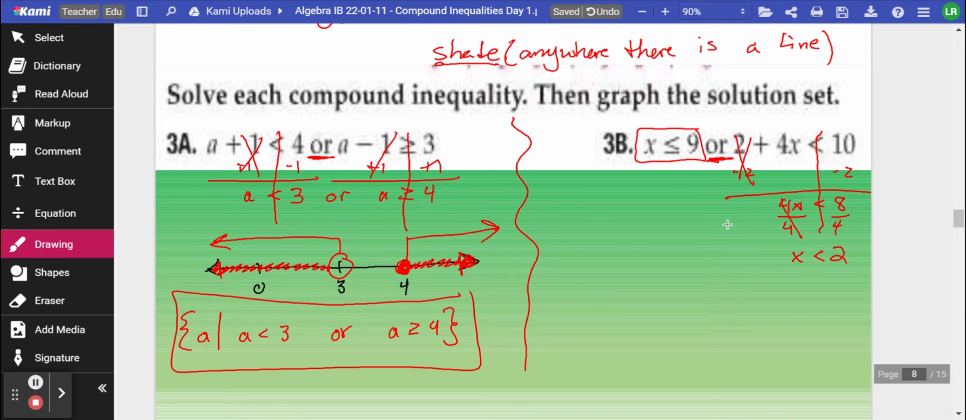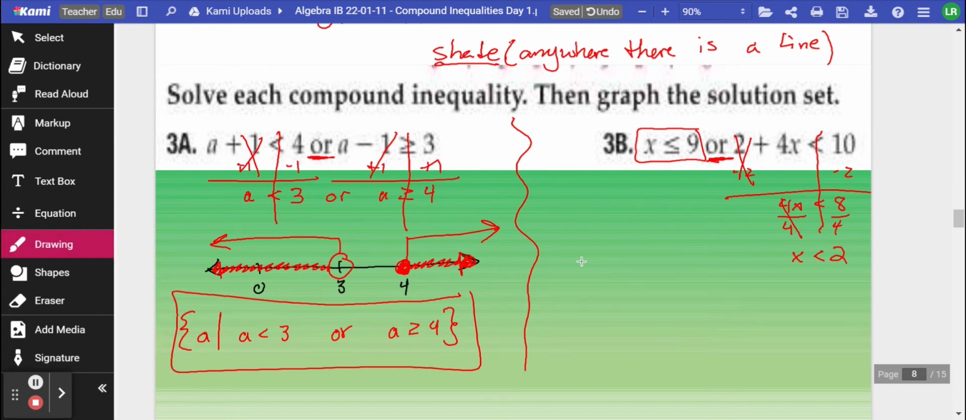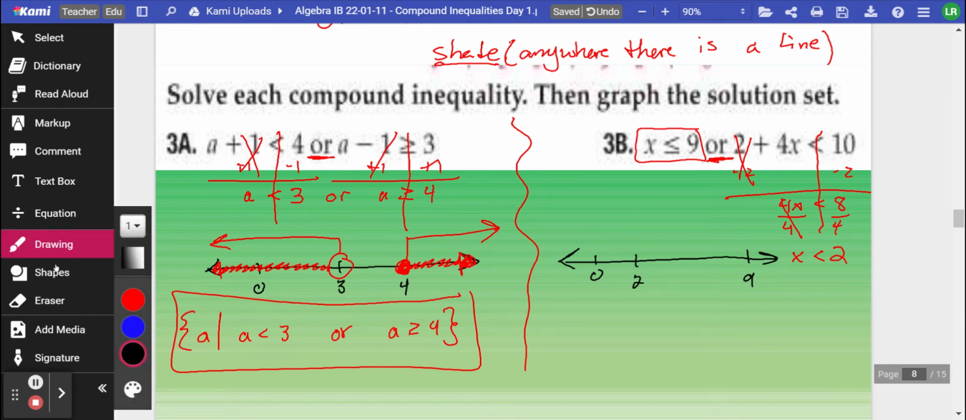So I have my 2 problems here. Let's go ahead and put them on the graph. Now this one, 0's here, 2's here, 9's here. So I look at this first one. Closed dot on 9, and it goes to the left. This is an open dot on 2, and it also goes to the left.